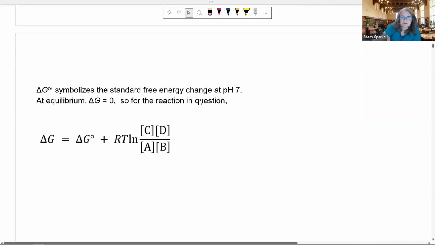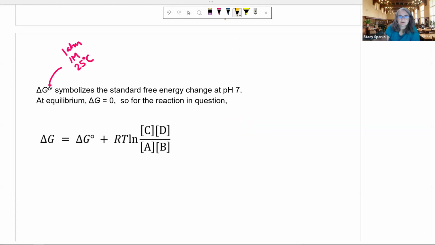We want to add a little something. So we know that the standard, we talked about 1 molar concentrations. We talked about 25 degrees Celsius. Okay, we talked about 1 atmosphere. But look right here. Now we're also going to specify pH, because pH is so important in our biochemical system. So we need to specify that.